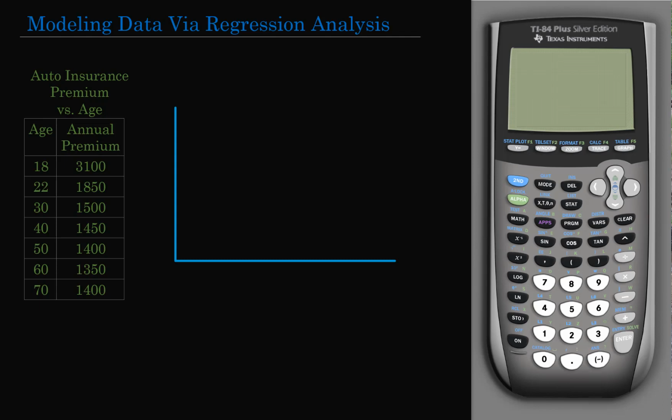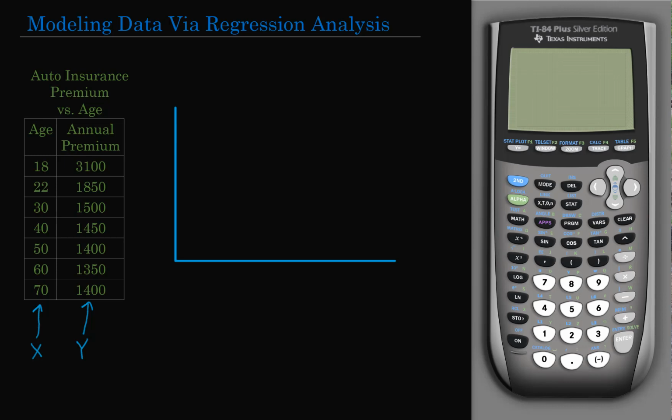Okay. So what's going to wind up happening then is the thing that does the controlling is the X, and the set of data that is dictated by the other value is the Y. So in other words, the age of 18 dictates a premium of about $3,100.